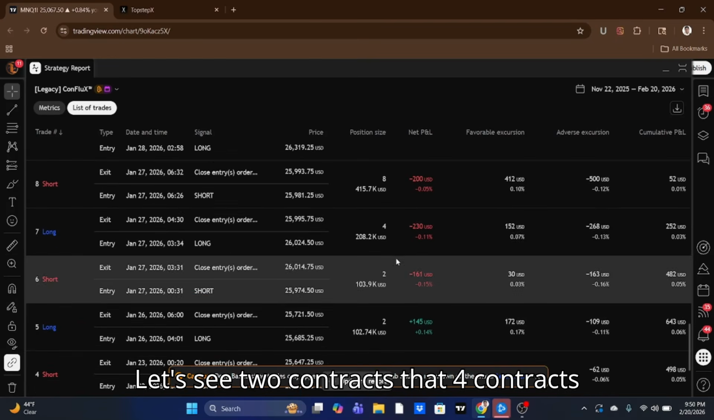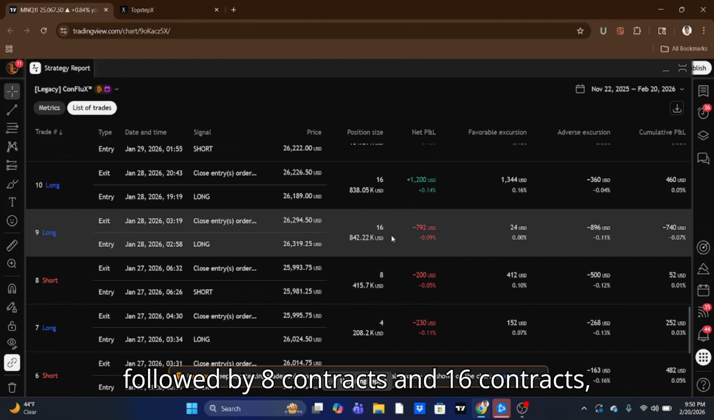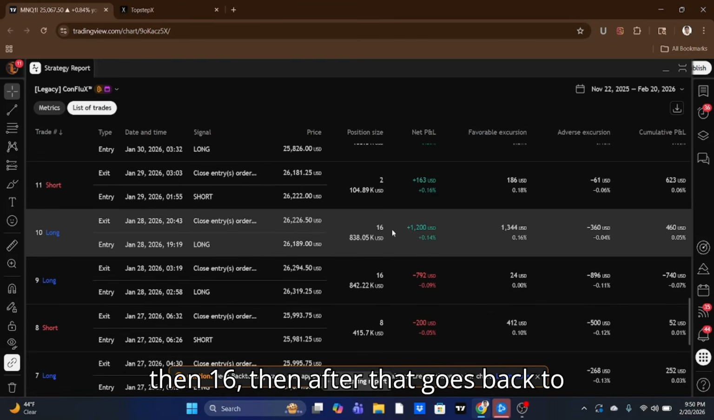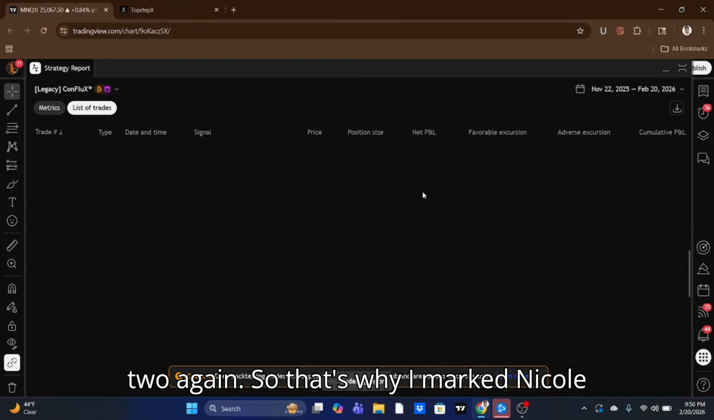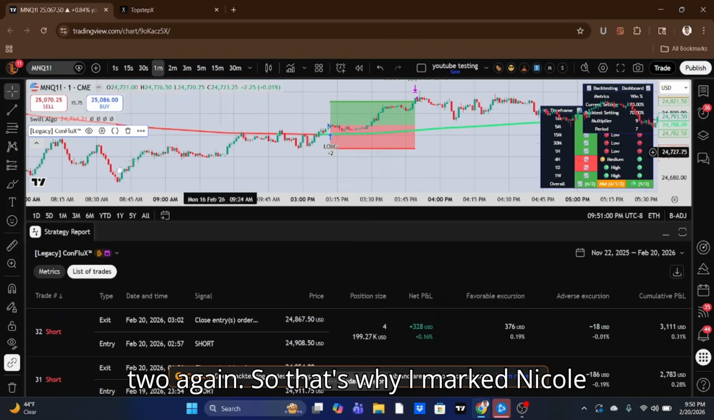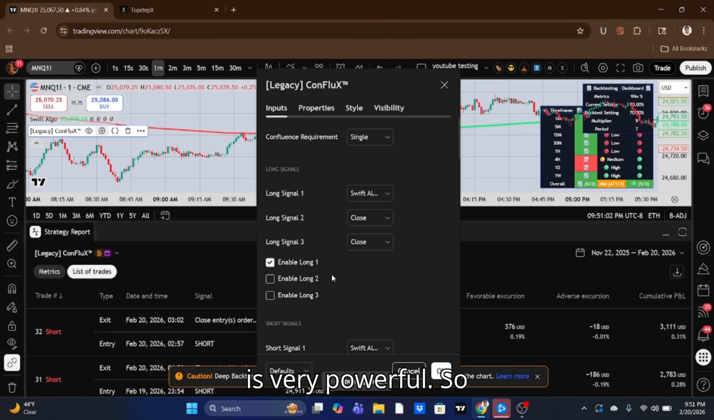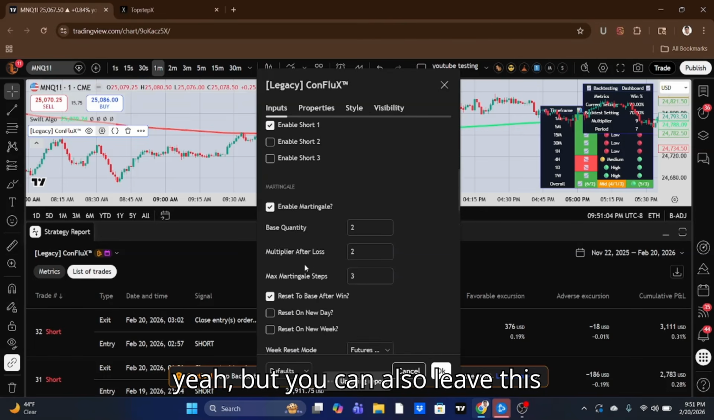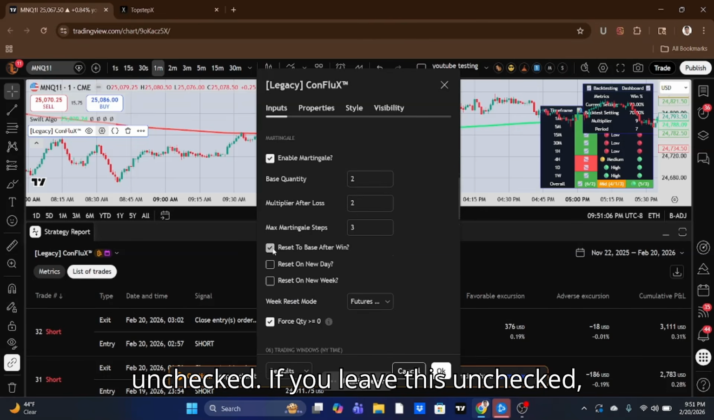So you see 2 contracts, then 4 contracts, followed by 8 contracts, then 16 contracts, then 16. Then after that, it goes back to 2 again. So that's why Martingale is very powerful. But you can also leave this unchecked.